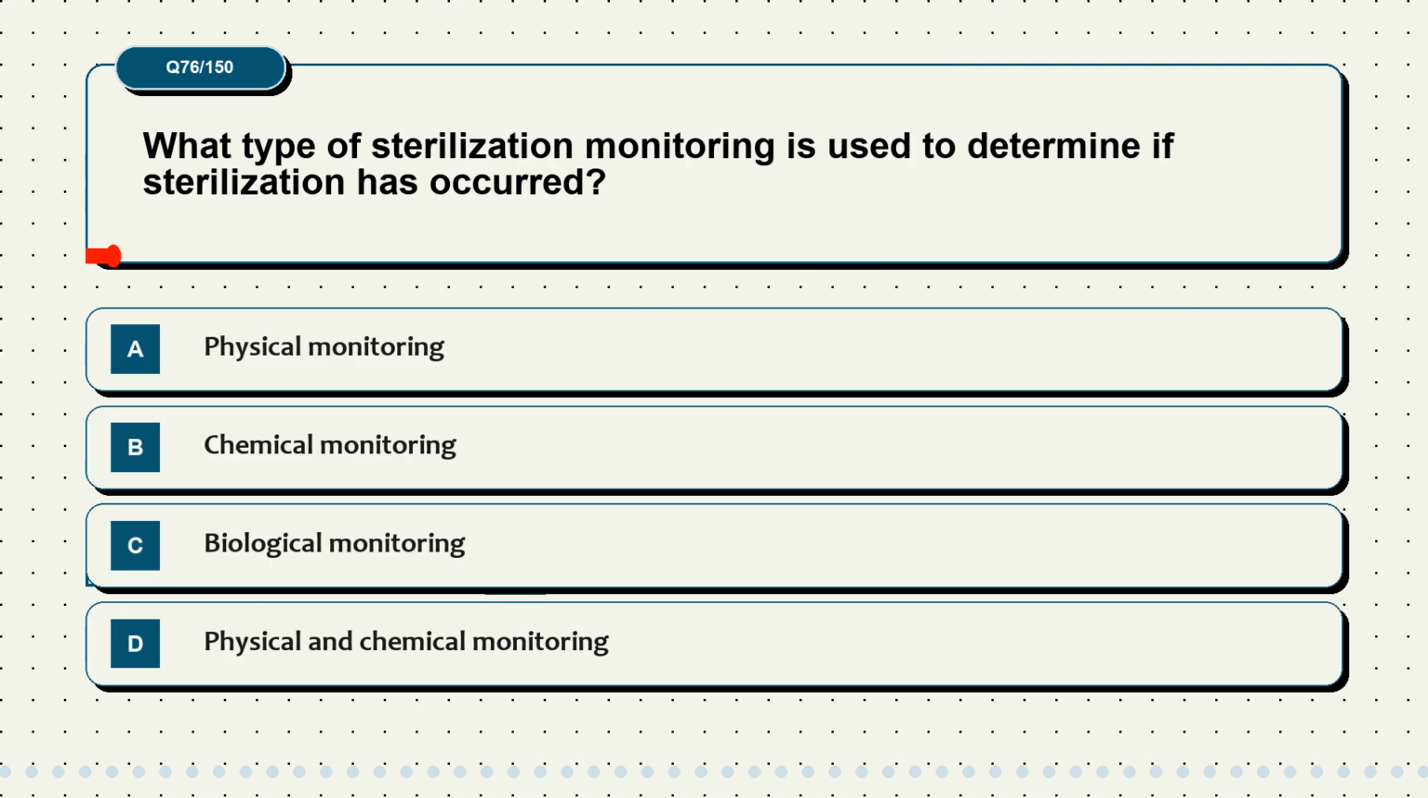Question 76. What type of sterilization monitoring is used to determine if sterilization has occurred? Here are the options. Option A, physical monitoring. Option B, chemical monitoring. Option C, biological monitoring. Option D, physical and chemical monitoring.